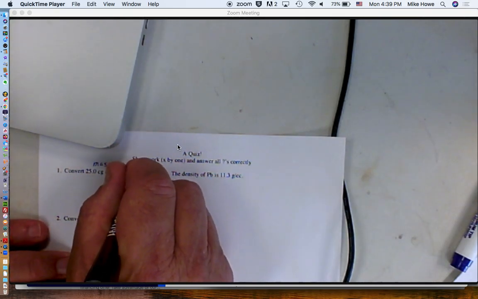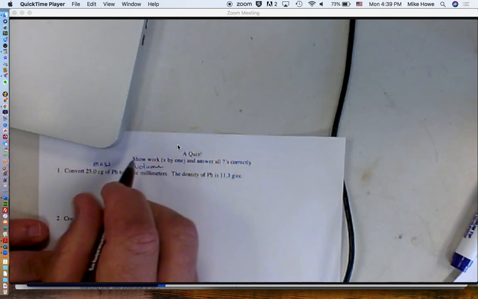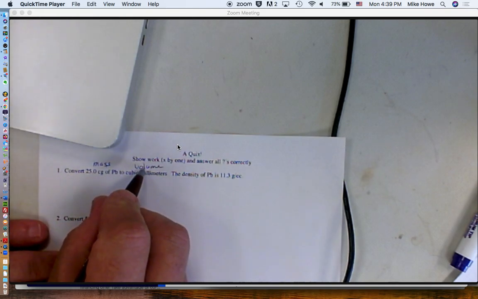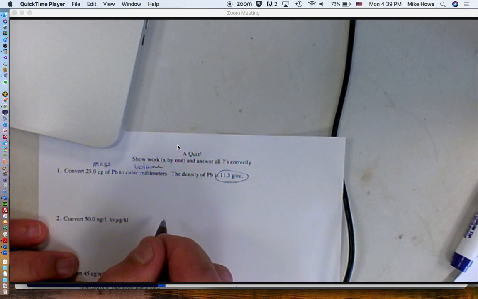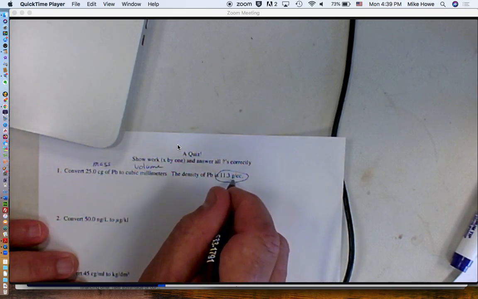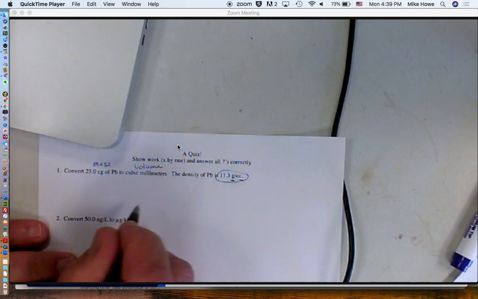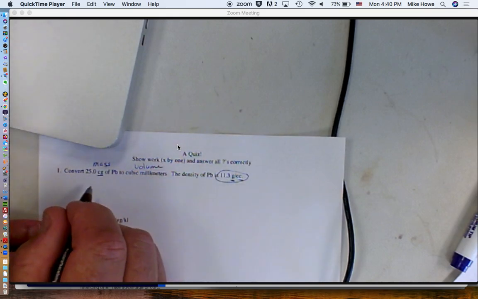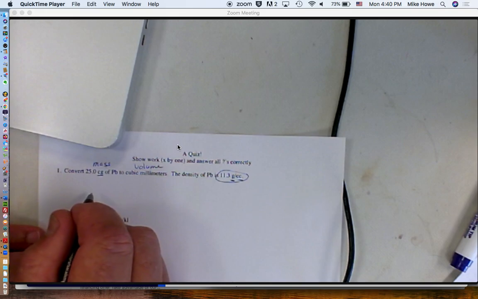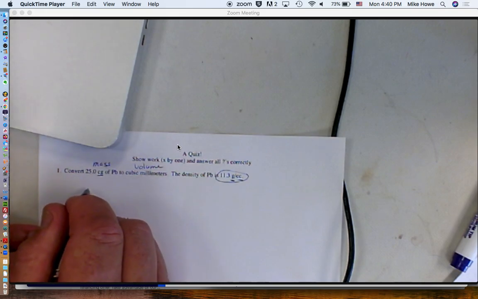Cubic millimeters measure volume. In order to relate mass to volume or volume to mass, we're going to need to use the density, which is given to us over here. Notice it's given in grams per cubic centimeter. So we will need to change our centigrams into grams, since that is what is given to us in the density definition that we have.